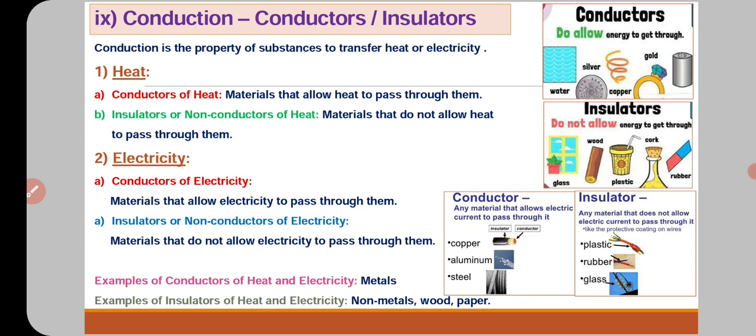Materials that allow heat to flow through them are called conductors of heat, whereas materials that do not allow heat to flow through them are called insulators of heat. Generally, metals are conductors of heat, whereas non-metals such as wood, plastic, glass, bamboo, air, and water are insulators of heat.